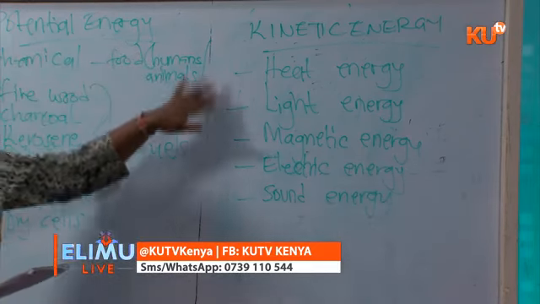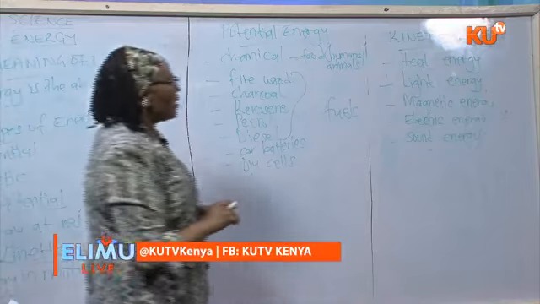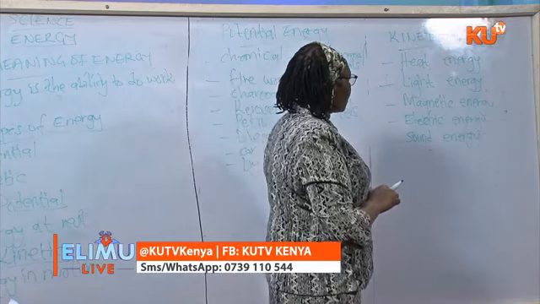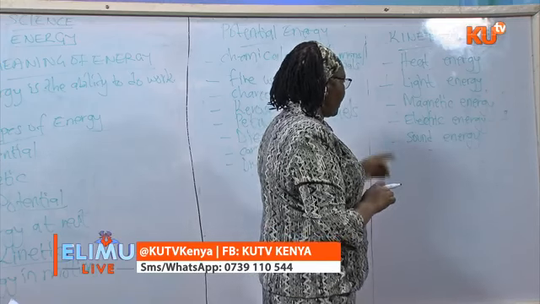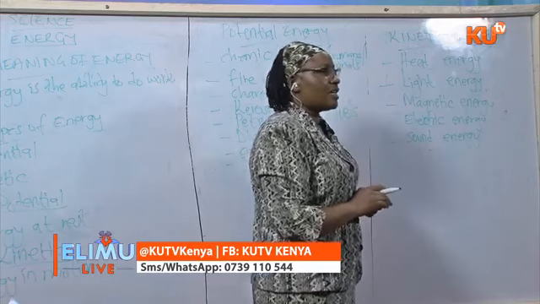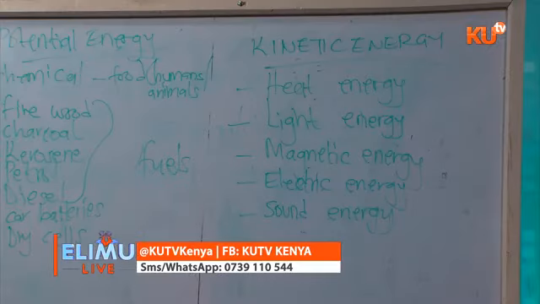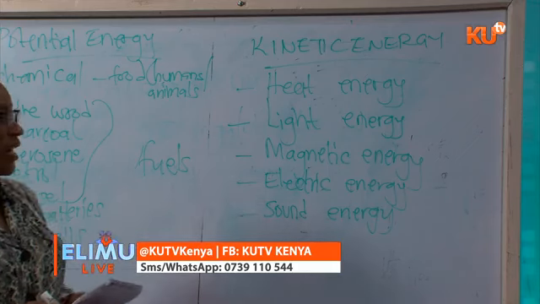These five are types of kinetic energy because, as you may have learned, heat energy in class 5, light energy in class 6, magnetic energy, you must have learned it in class 7. The same case applies to electric energy, and sound energy learned in class 4. So you must have known that these are forms of energy that are in motion. These types of energy can make things move from one place to another.